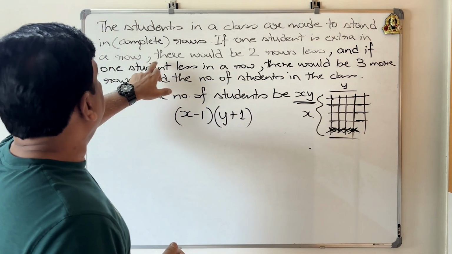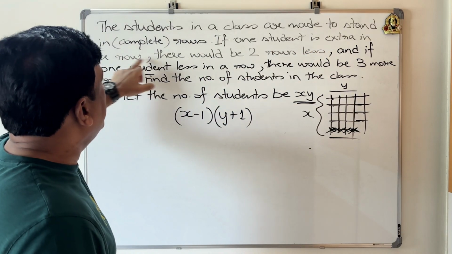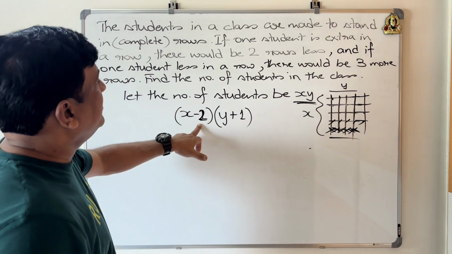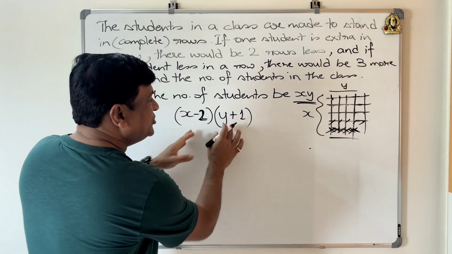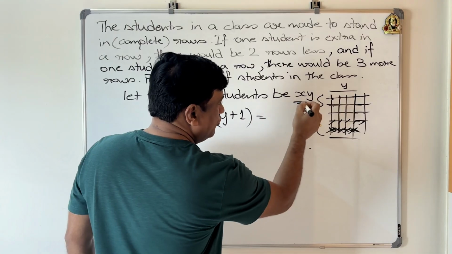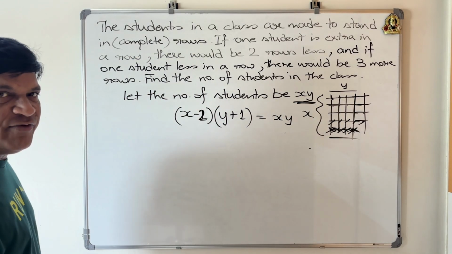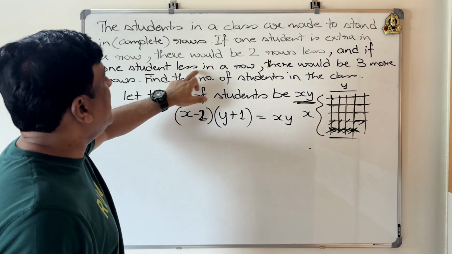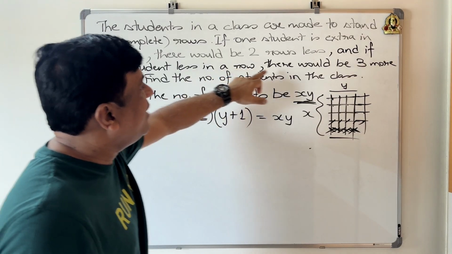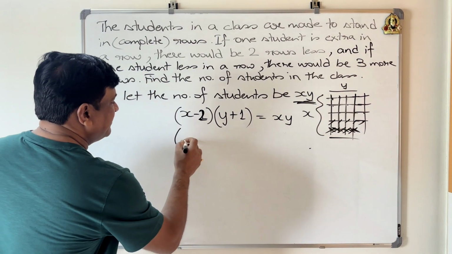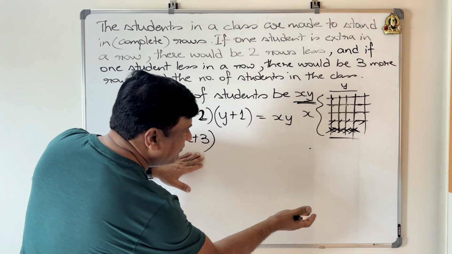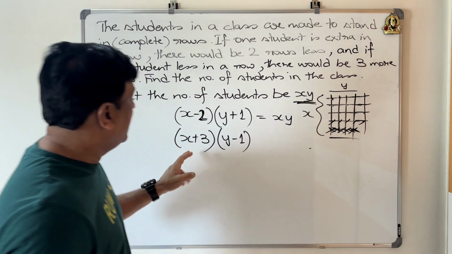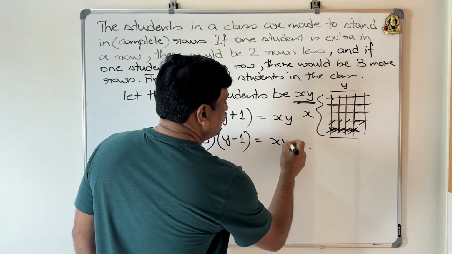Okay, sorry. They are saying if one student is extra in a row, there would be 2 rows lesser, not 1. There will be 2 rows lesser and 1 additional column will come. The product of these 2 should be equal to the initial number of students. It should not change. That should be equation 1. In the second condition, if one student is less in a row, there would be 3 more rows. The number of rows has increased and 1 student is removed from each column. Again the product should be equal to xy. So these are the 2 equations you have got.